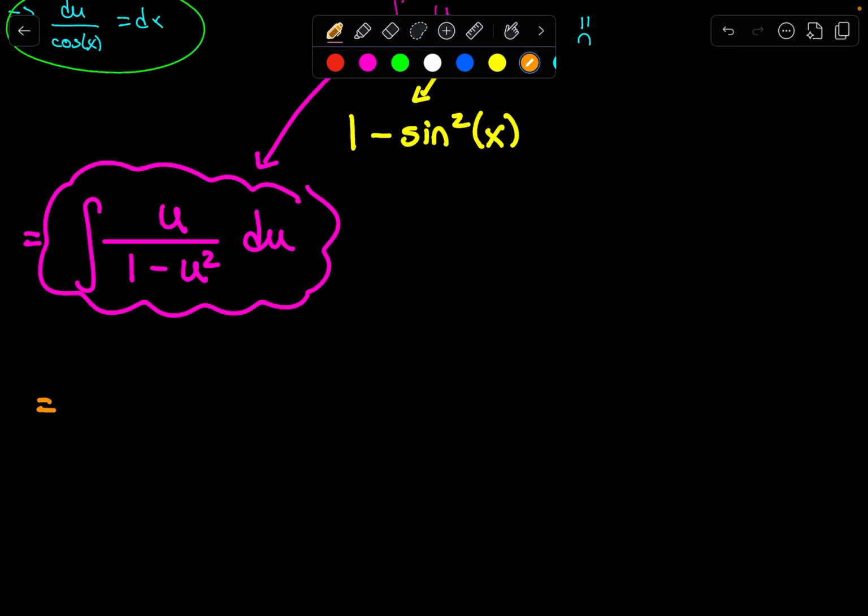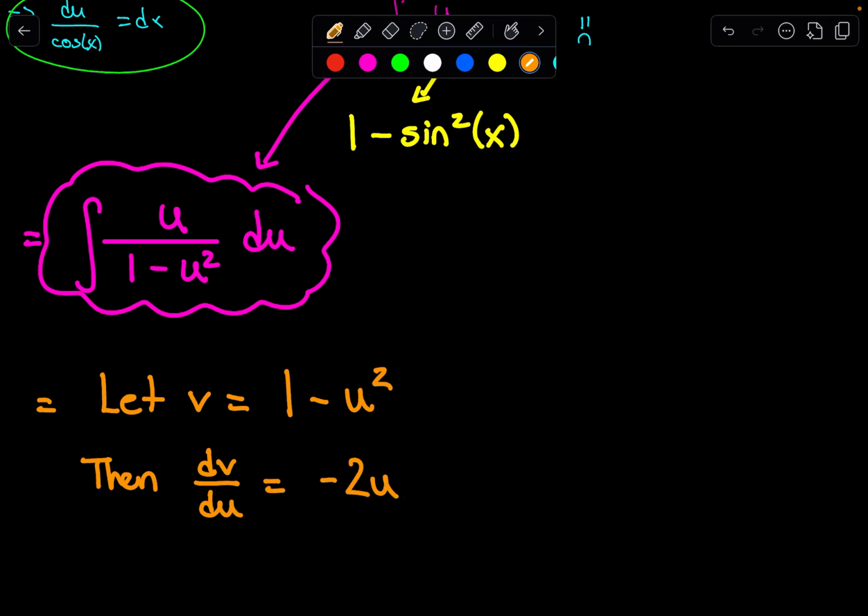And so now we're going to do another u-substitution, but in this particular case, we've already used the letter u, so maybe I'll use the letter v. So we're going to say, let v be equal to 1 minus u squared. And then what we're going to get is that dv du is equal to negative 2u.